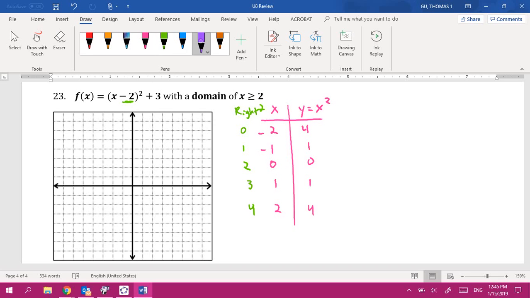Okay? Also, we see a plus 3 right here, right? So what does this plus 3 do to our graph? Up 3. And what would up 3 do to my table? Add 3 to the y. That's right, good. So add 3, plus 3, plus 3, plus 3, plus 3. So now we have 7, 4, 3, 4, and 7. Okay, so we finished that, right?